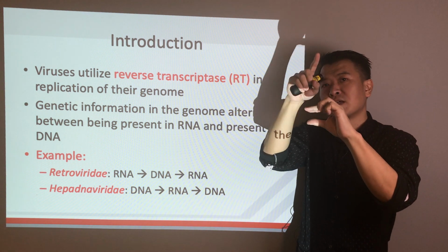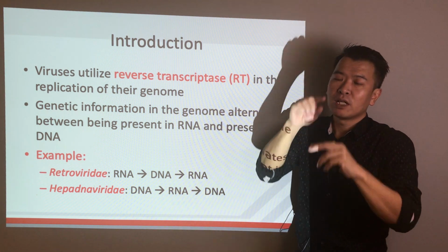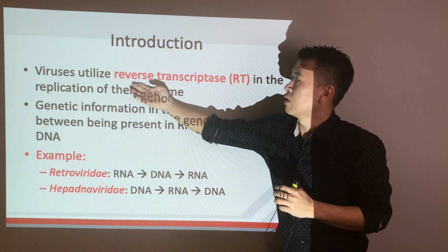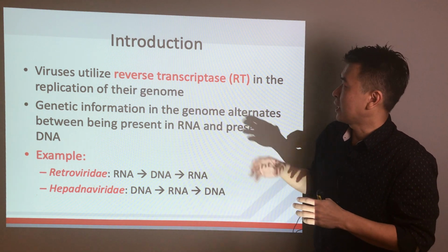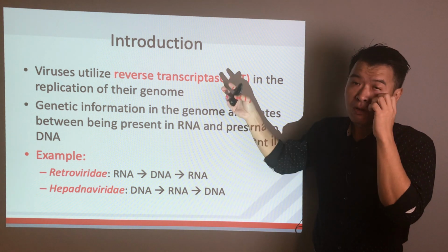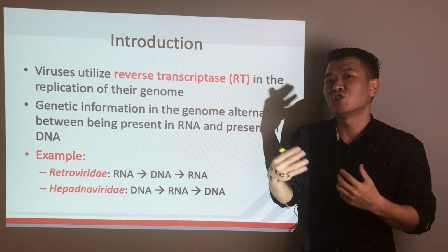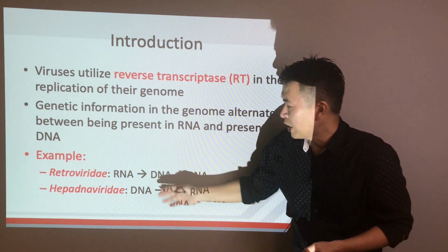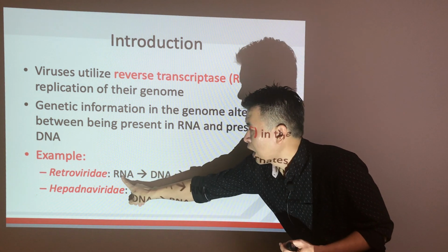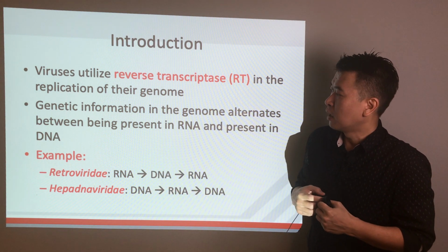So the process is called reverse transcription, and in order for this process to be carried out, it needs a specific enzyme, which is called the reverse transcriptase, or in short, sometimes we put RT. All right, so this group of viruses use the reverse transcriptase in the replication of their genome. Over here we can see the DNA to RNA. This is the normal transcription. So the RNA to DNA, this is the step where the reverse transcription happens.